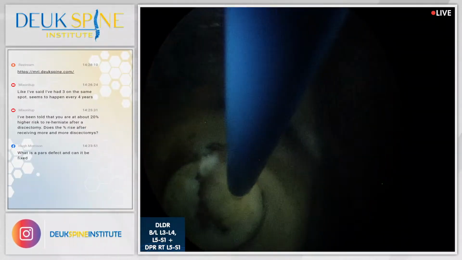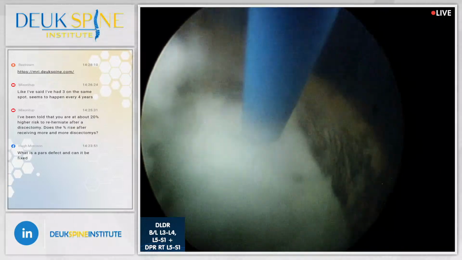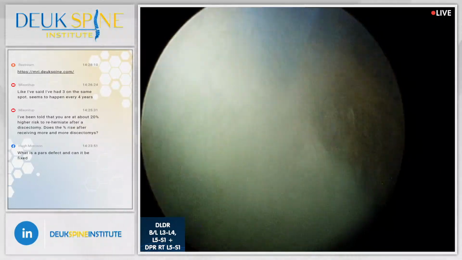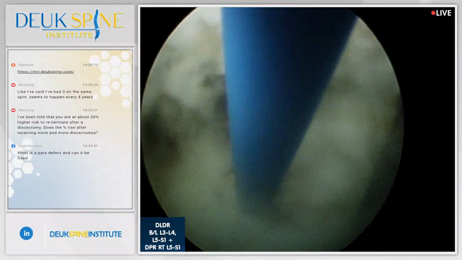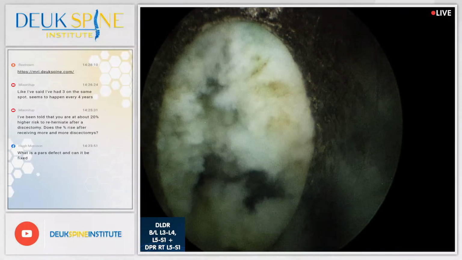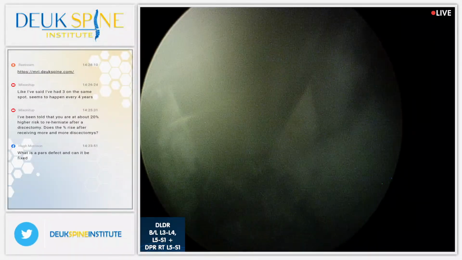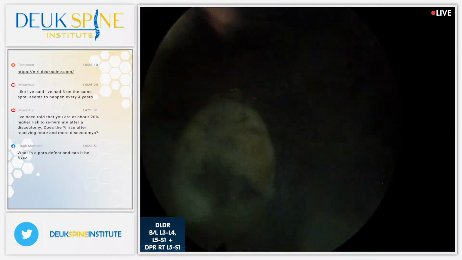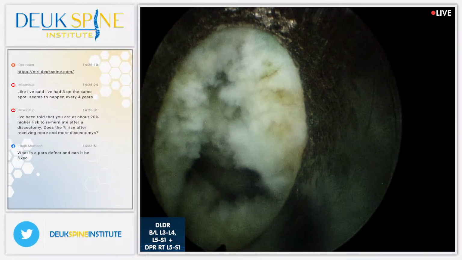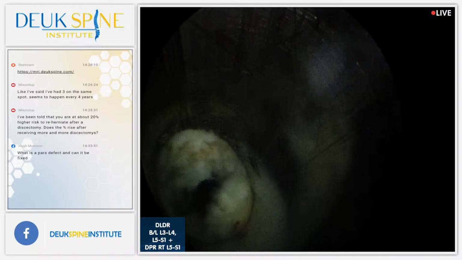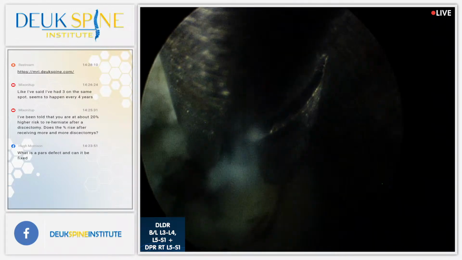We're done. I got to do the DPR though. There's something here. It may be a piece of herniation. Sure looks like it. I'm going to try to get it out. So we're going to finish with this disc, and we're done with the disc surgery. We're going to move on to the rhizotomy surgery, which is the L5-S1 Deuk plasma rhizotomy.